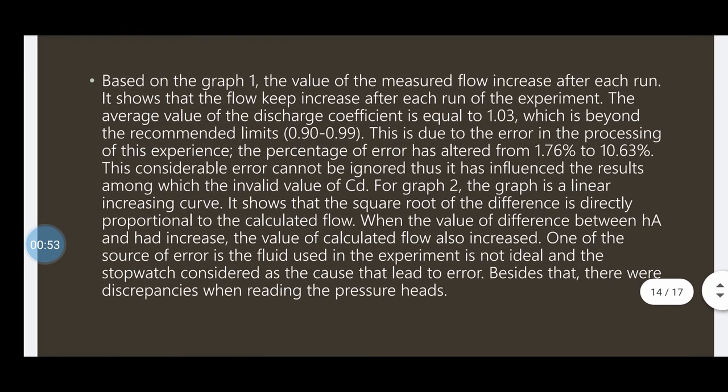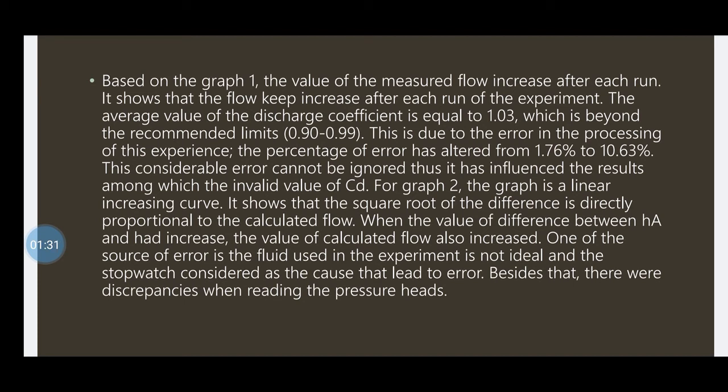Based on graph 1, the value of the measured flow increased after each run. It shows that the flow keeps increasing after each run of the experiment. The average value of the discharge coefficient is equal to 1.03, which is beyond the recommended limits. This is due to errors in the processing of the experiment. The percentage of error has ranged from 1.76% to 10.63%. This is a considerable error that cannot be ignored, and it has influenced the results, among which is the invalid value of CD.